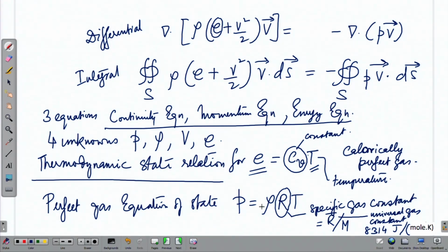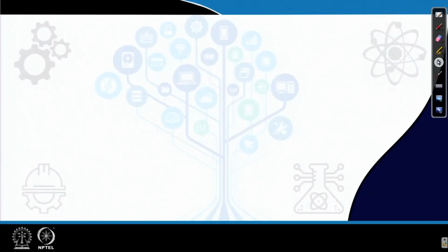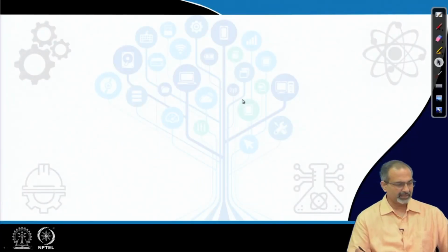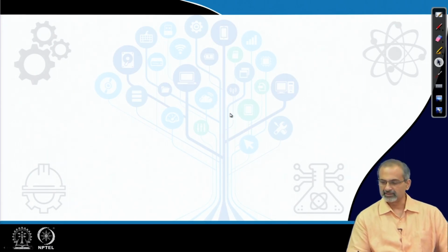So, that is how now we have 5 equations and 5 unknowns. The equations are continuity, momentum, energy conservation, then the thermodynamic state relation and the equation of state for the perfect gas, and the 5 unknowns are pressure, density, velocity, internal energy and temperature. Therefore, now these 5 variables can be solved if we solve these 5 equations. So, with this we will end our discussion on momentum equation and energy equation, which we discussed in this lecture.